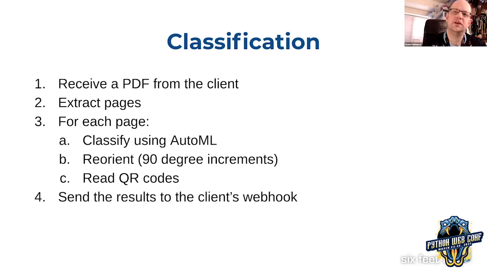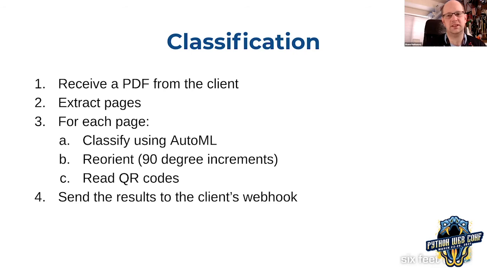The reorientation turned out to be a kind of fun thing to do, because the way it works is we run through Google's standard OCR engine, and the OCR returns a list of all of the words on the page and tells us what the orientation of each of the words is. Now, you would think you could just take any one of the words and say it's at this orientation and then reorient the page accordingly.